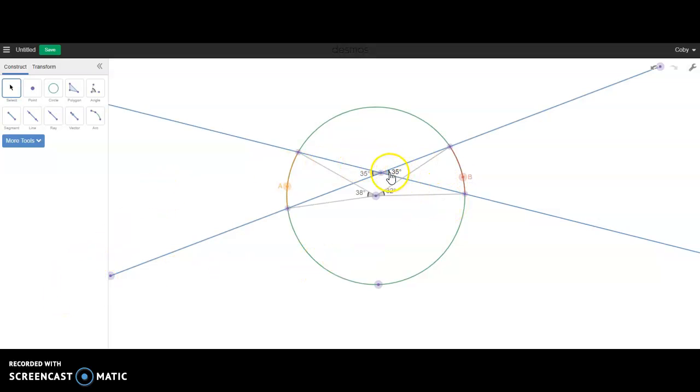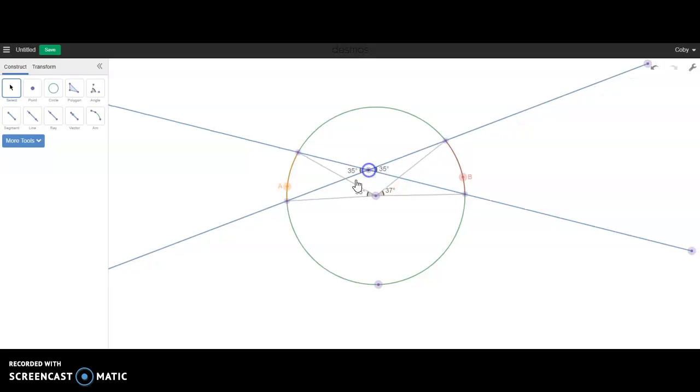Hopefully that teaches you a little bit about circles and the angles that are created within them by chords and secants.